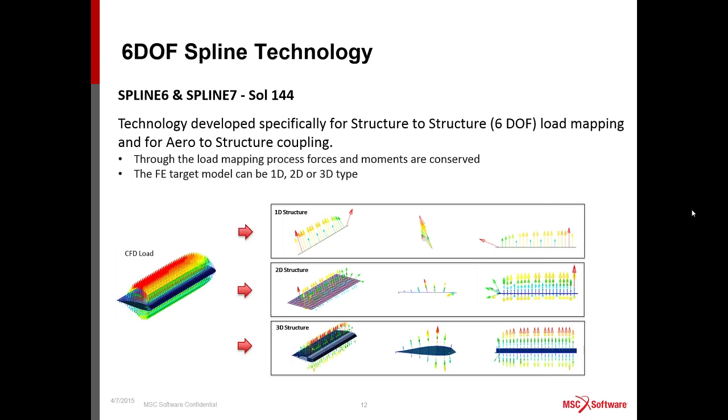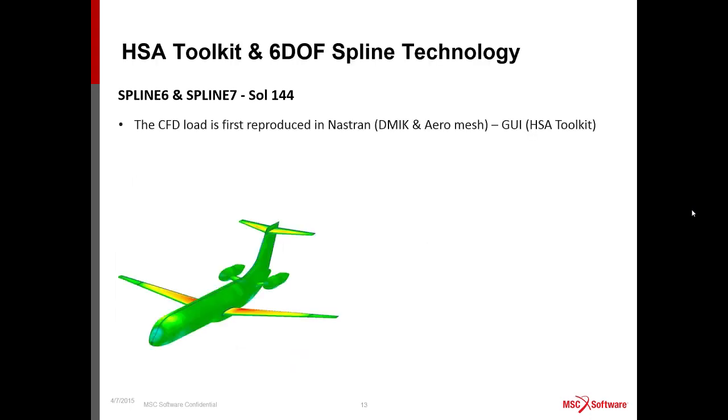For example, we can use a beam model, we can use a plate model, we can use a 3-dimensional model, depending on the model that we have. We don't have to follow predefined rules. Okay. So how does it work?